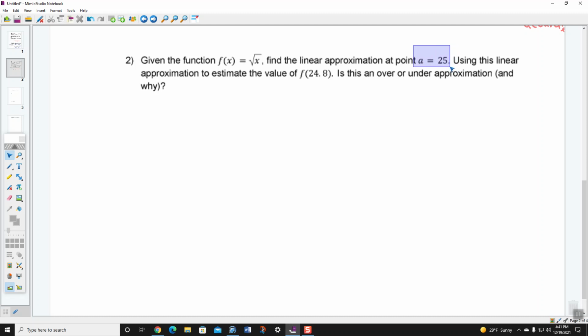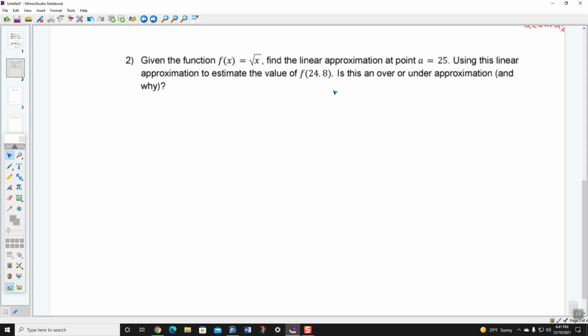Using this linear approximation, estimate the value of f of 24.8. Is this an underestimate or an overestimate? And why? And we'll talk about the why. It's either concave up or concave down. Again, if it's concave up, it's an underestimate. If it's concave down, it's an overestimate.